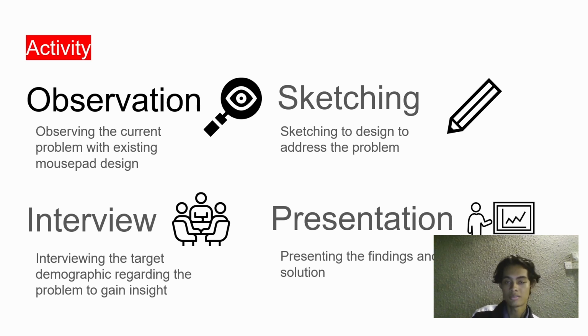In this task proposal, I have 4 activities. First is observation, where I will be observing the current problem with existing mouse. Then interview, where I'll be interviewing the target demographic to see if they are facing the problem I am trying to identify. Then there's sketching, where I will be sketching the product that is meant to solve the problem. And lastly, presentation, where I will be presenting the findings of this activity and the solution.